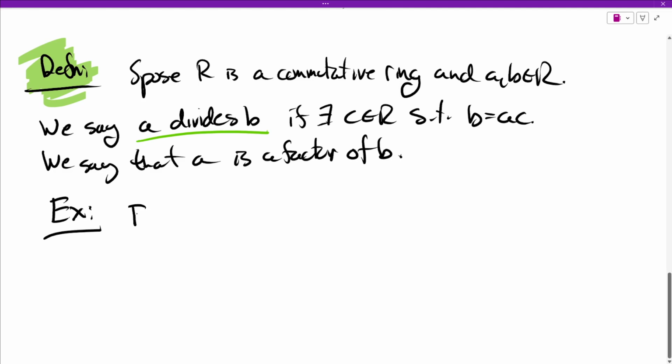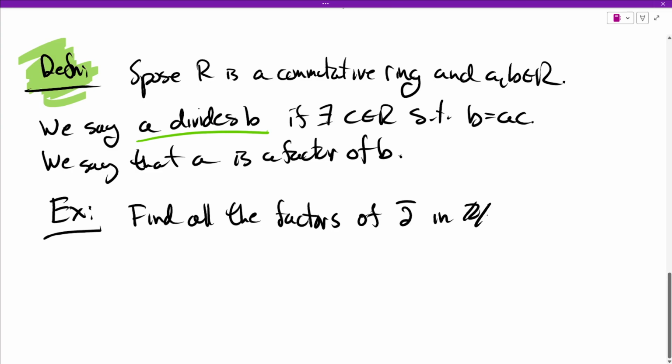So let's find all the factors of 2 in Z5, and then we're going to find all the factors of 2 in a non-field. Z5, the modulus is prime, so this is a field, and then we'll do Z6 after this, where it's not necessarily a field.